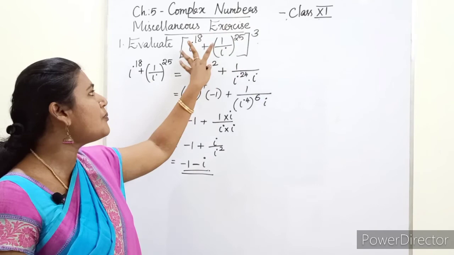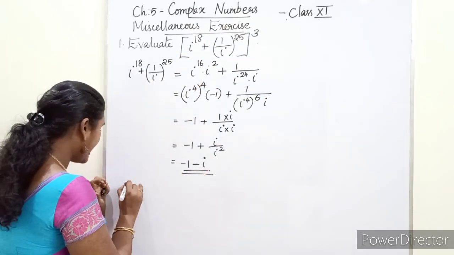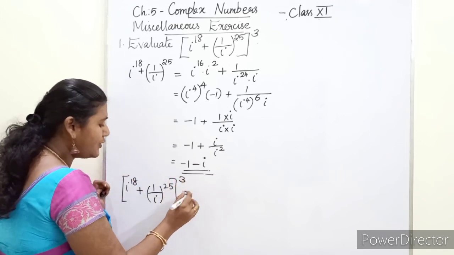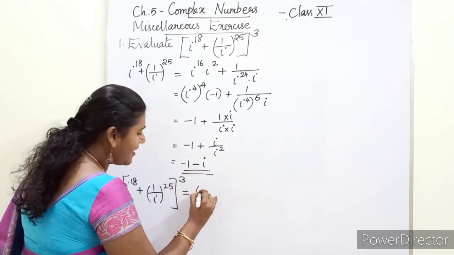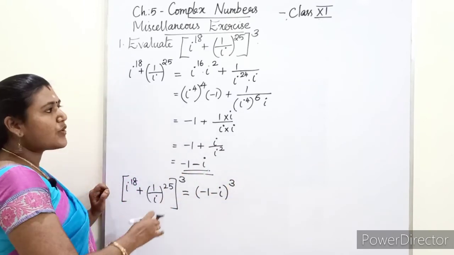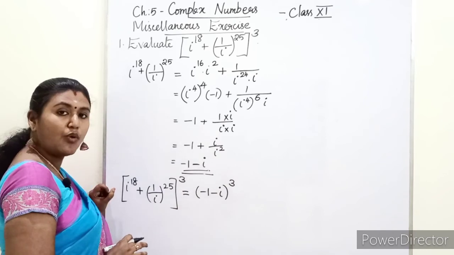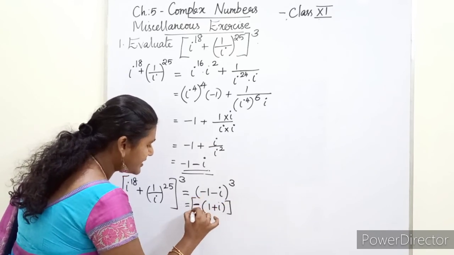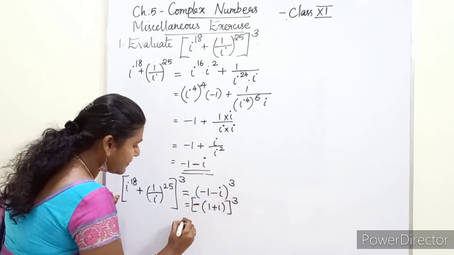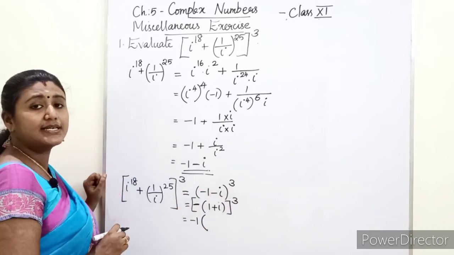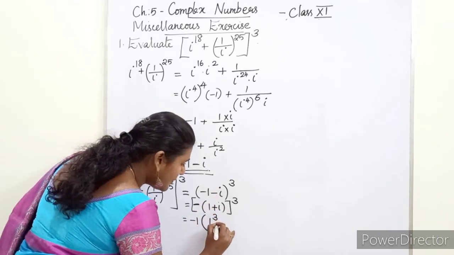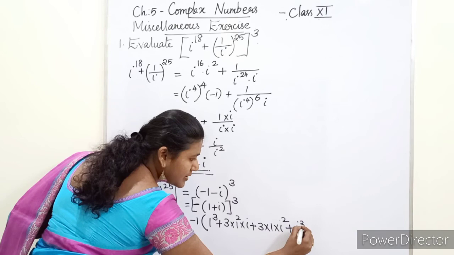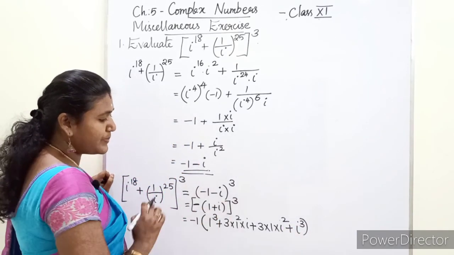So now we have to find the cube of this. Therefore we have to find (i^18 + (1/i)^25)^3. Actually we have to find the value of this expression. So what we got inside the bracket, we have simplified: (minus 1 minus i)^3. So here we will use the identity (a+b)^3, or we can take minus 1 common from this. So minus of (1 + i)^3. Okay, so this is (minus 1)^3, which is minus 1 into, here we will expand using the (a+b)^3 identity: a^3 + 3a^2b + 3ab^2 + b^3. So we have expanded this using the (a+b)^3 identity.